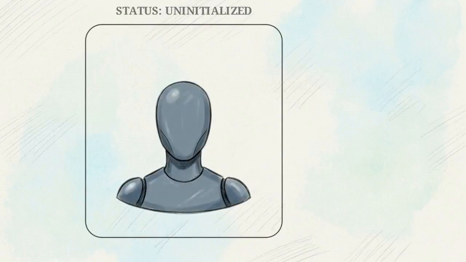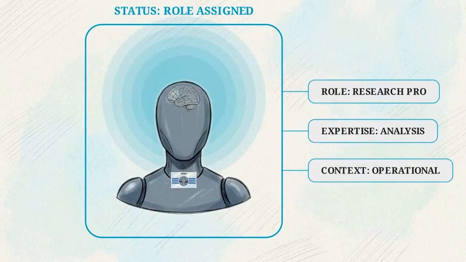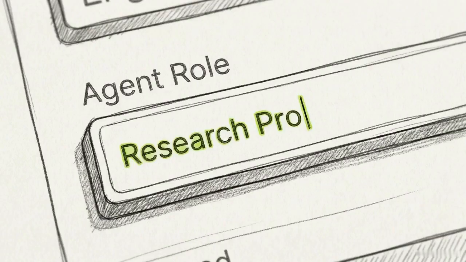Before we give it a task, we have to give it an identity. We do this by assigning the agent a specific role, so it understands its operational context. Here, I am defining the role as Research Pro. This tells the AI precisely what level of accuracy and analysis we expect.